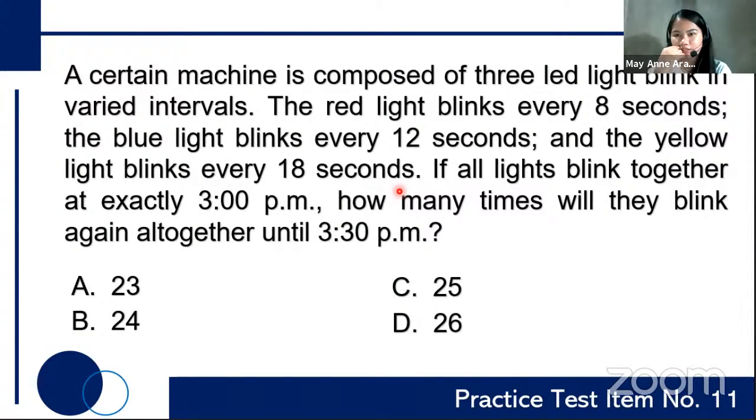Okay, I'll give you a clue how to answer this. Every 8 seconds: 8, 8, 8, 8. Then for 12 seconds, we have 12, 12, 12. And for 18. In this type of question, all you have to do is get the least common multiple, or the LCM. Then, of course, consider the given units of time, the seconds, and from 3 o'clock to 3:30 p.m. How many minutes? 30 minutes. So that's the process. Get the LCM first, then divide by the number of seconds. Okay, let us have the answer.